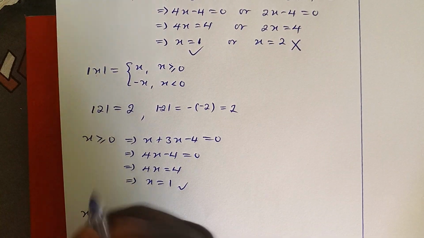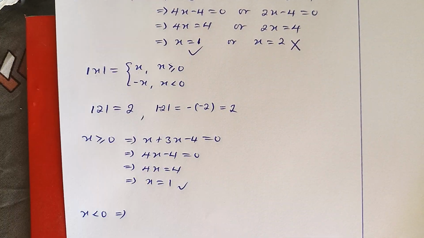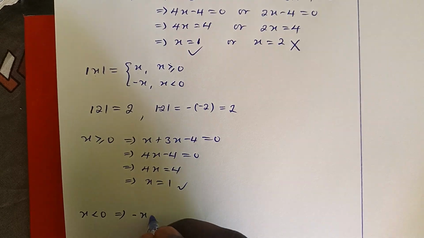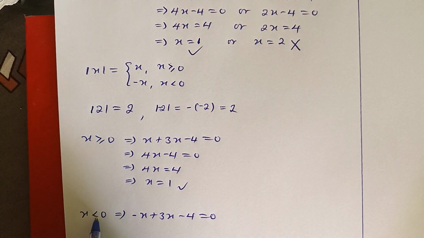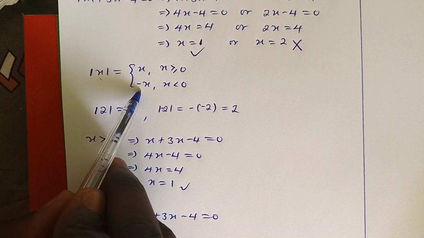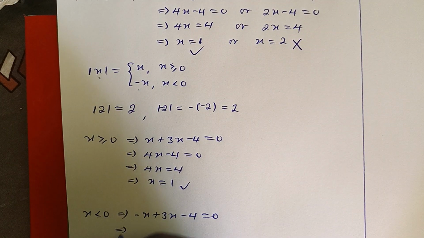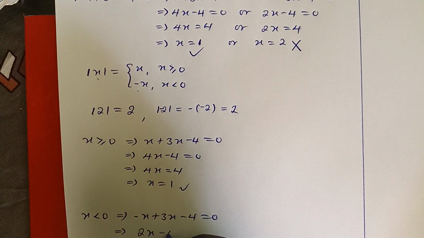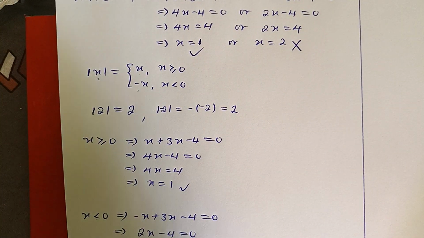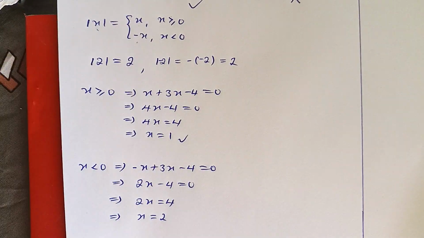Now, if you choose the second branch, if x is negative, this is what we are going to obtain. Negative x plus 3x minus 4 will be equal to 0, because if x is negative, the absolute value of x will be equal to negative x. Negative x plus 3x is 2x, so 2x minus 4 is equal to 0, meaning that 2x will be equal to 4 if you add 4 on both sides. And if you divide both sides by 2, we're going to have x equal to 2.